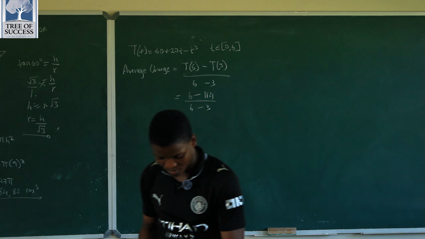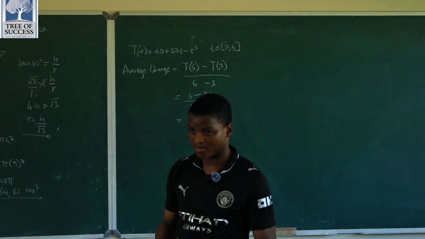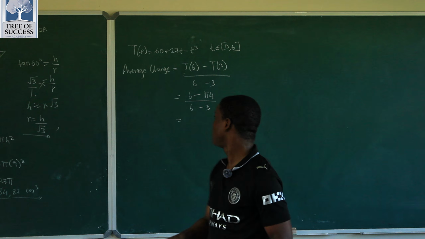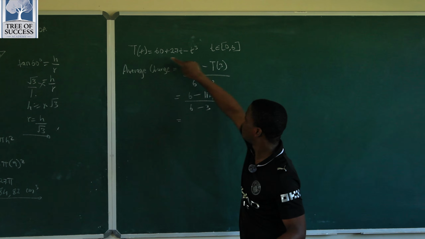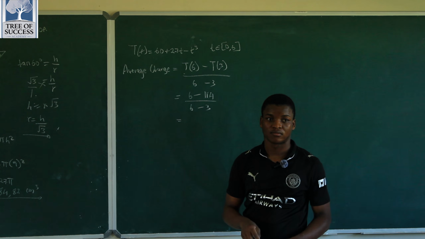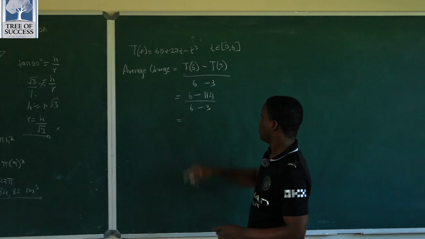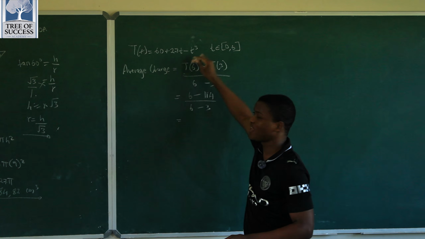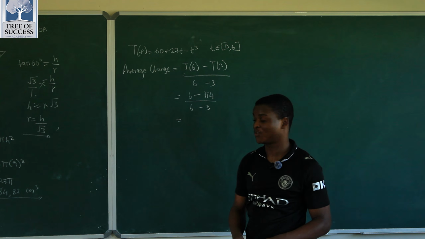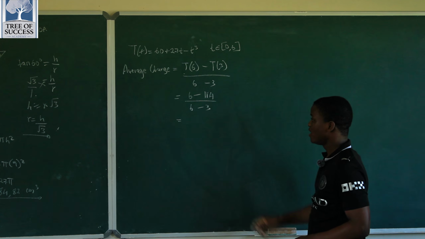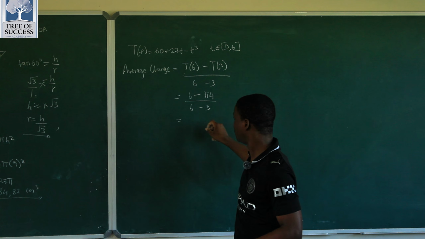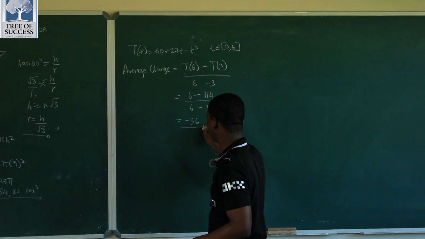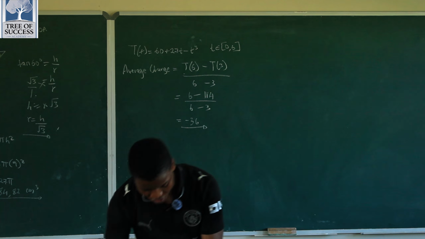Guys, make sure you use the calculator. Take 114, and take 3 and substitute it here. For 6, we take the 6 and substitute into this equation. I hope you did the same. What is the average gradient? It's negative 36. That is the average change.